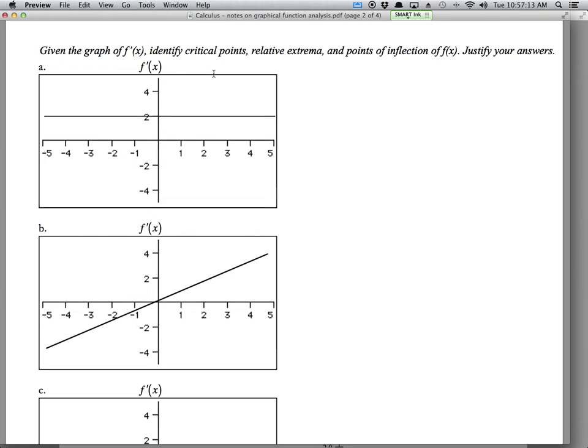Is there a point of inflection? No. Why is there not a point of inflection? It doesn't change from increasing to decreasing. F prime of x does not change from increasing to decreasing or decreasing to increasing. Very good. All right, so let's look at C.